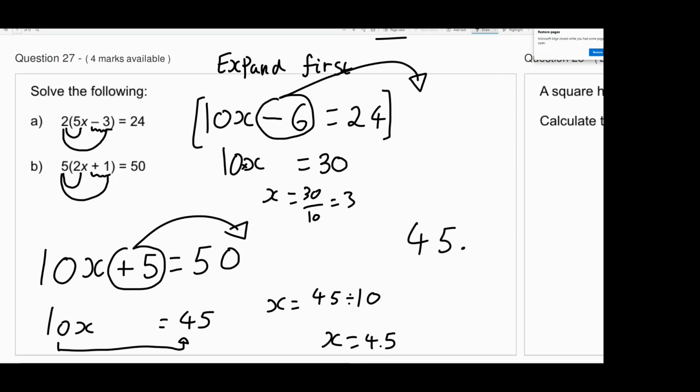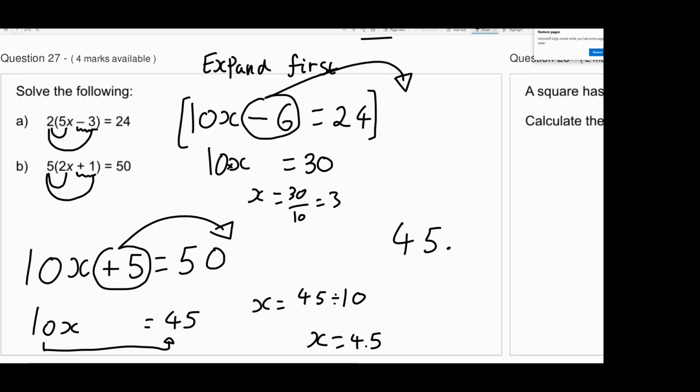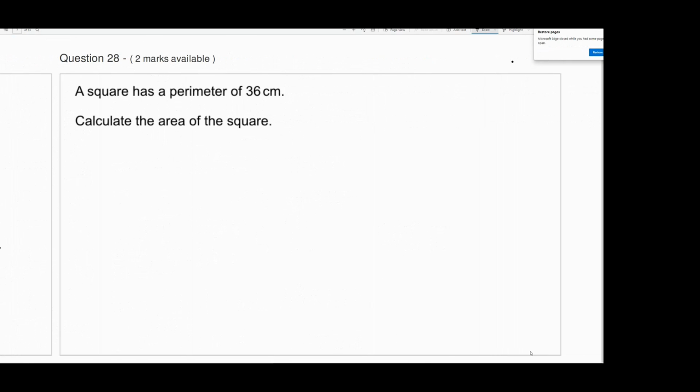I based these questions on, I think, the 2020 paper. So we're most of the way through now. So 28, we have a square with a perimeter of 36. They want us to work out the area. Now, they quite like these questions because it's testing if you know perimeter and area. So the first thing to note is that we know the perimeter of the square.